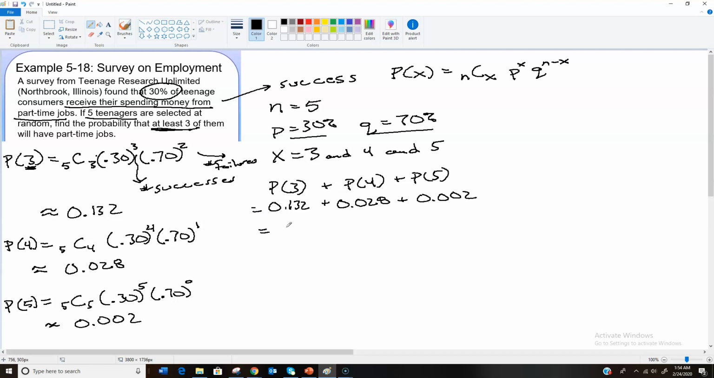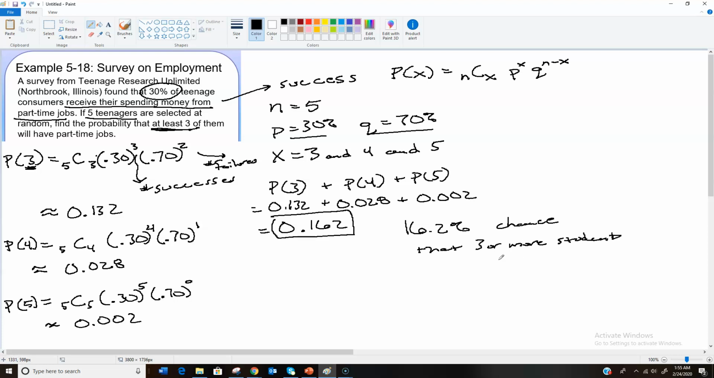Alright, so if we add those all up, that comes out to be 0.162. So you only have a 16.2% chance that 3 or more of the students out of 5 have a part-time job. Or that's where they earn their money from, I should say.